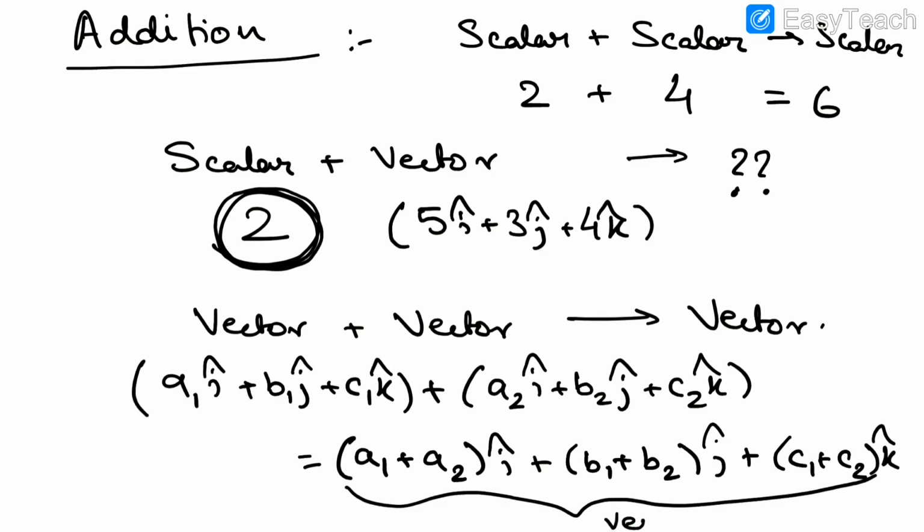What is this? This is also a vector, since it has some magnitude, the square root of (a1 plus a2) squared plus (b1 plus b2) squared plus (c1 plus c2) squared, right? And direction also, it has all the unit vectors, correct? So vector plus a vector gives you another vector. This is addition in the Cartesian coordinates.